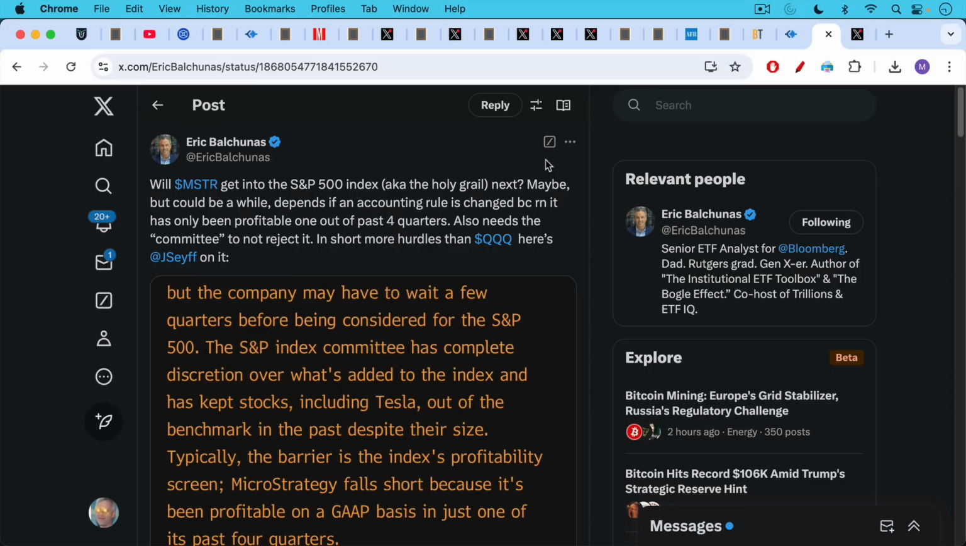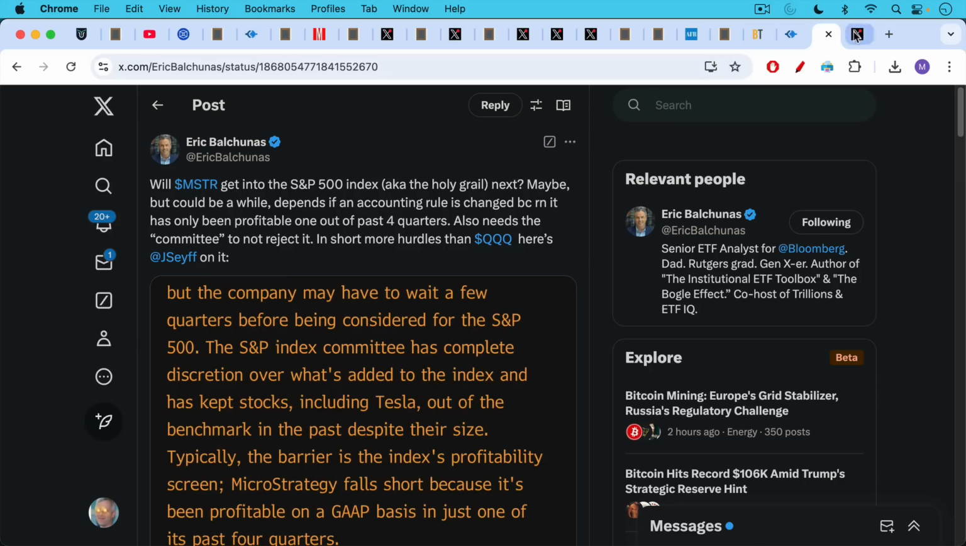The problem with this is that one of the inclusion requirements is that MicroStrategy has to demonstrate that they've been GAAP profitable for the last 4 quarters. The problem with the way Bitcoin accounting has worked up until this point, really up until December 15th of this year, is that you had to mark it down on your balance sheet if the price of Bitcoin went down, and then you could not mark it back up if the price of Bitcoin went up.